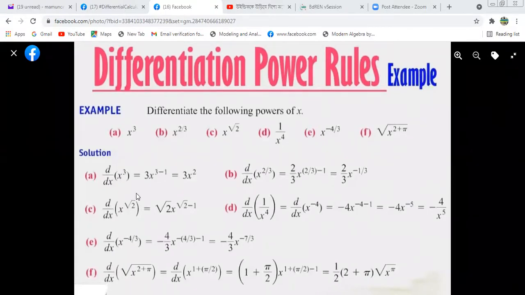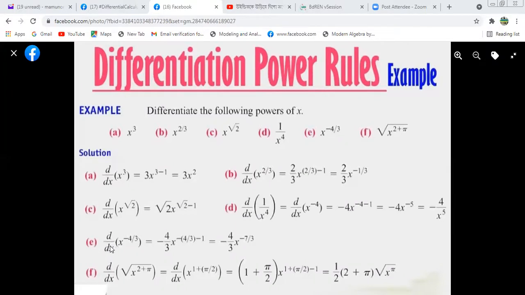And d/dx of x to the root over 2. Using the x to the n formula, n into x to the n minus 1, that means root over 2 into x to the power root over 2 minus 1. And d will be what? 1 by x to the power 4 can be written as x to the minus 4. So minus 4 equals n here. So minus 4 into x to the minus 4 minus 1, that means minus 4 into x to the minus 5. Minus 4 minus 1 is minus 5. This equals minus 4 by x to the power 5.